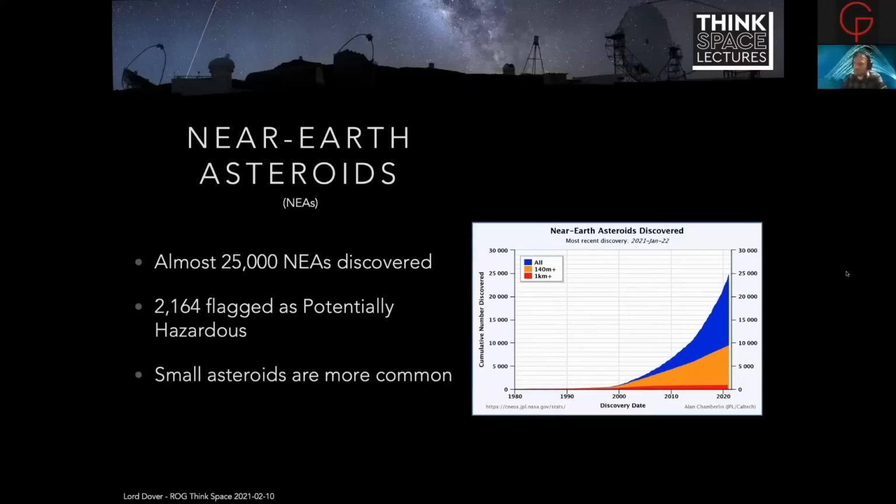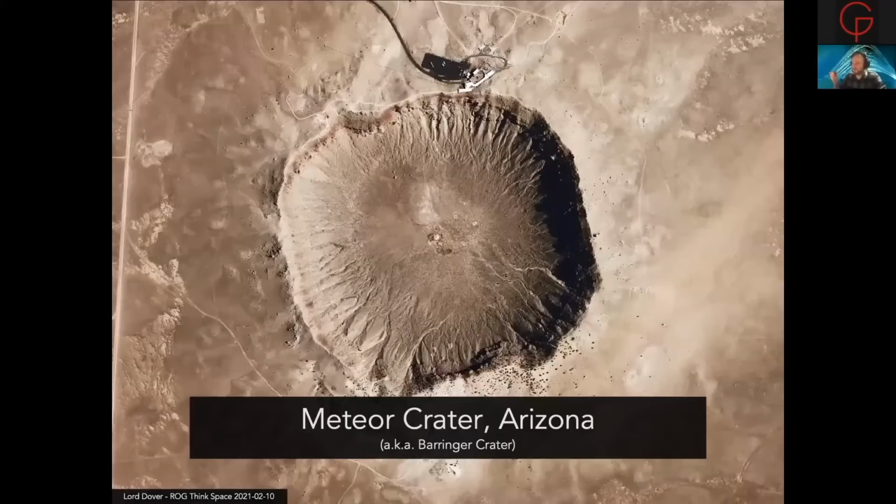So what happens when one of these asteroids actually hits us? Why is it something to worry about? Well, this is what happens. So this is something called Meteor Crater. I know it's a very creative name.